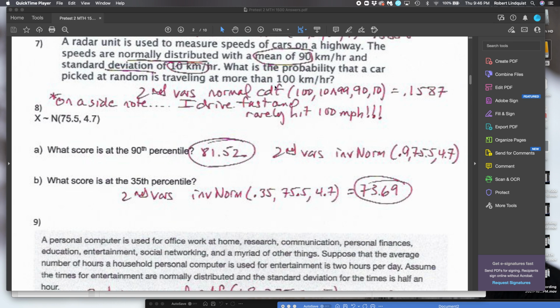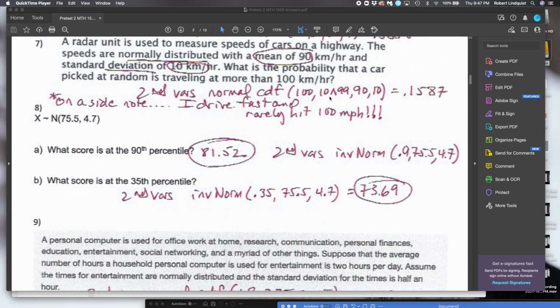What's the probability that a car picked at random is traveling more than 100? So more than 100 means 100 or more miles per hour. It's a normal distribution, so that's second VARS, normal CDF, what we talked about before, normal meaning normal distribution. The lowest speed they want to talk about is 100 because it wants to be more than 100. So the lowest speed's 100.